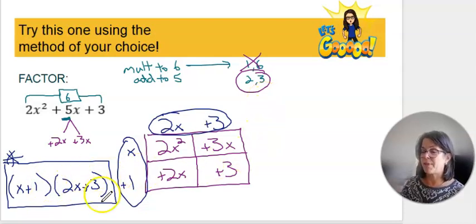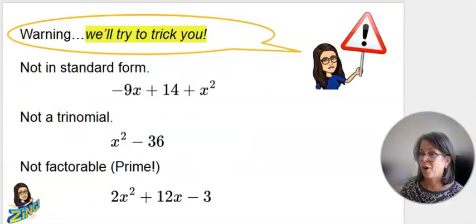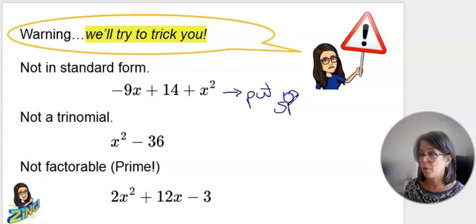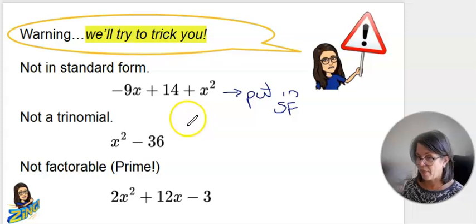Either method, you got the same answer. Remember that if you had the 2x plus 3 first and the x plus 1 second, that is absolutely just as correct. Okay, I know I've told you, I don't like to trick you, so I'm warning you about those kind of tricky things that might come up. The first is that it might not be given to you in standard form. So you need to put it in standard form. Okay? Rearrange it. Make sure you carry the sign in front of a number with it.